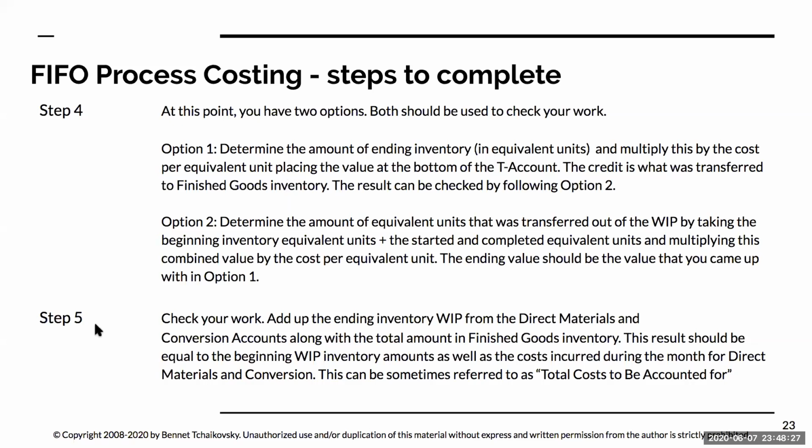The last thing, in step 5, is to check my work. I'm going to add up the ending inventory work in process from the direct materials and conversion accounts with the finished goods, and this needs to equal the amounts incurred for direct materials and conversion. So that's what I'm going to be doing for my FIFO process costing.